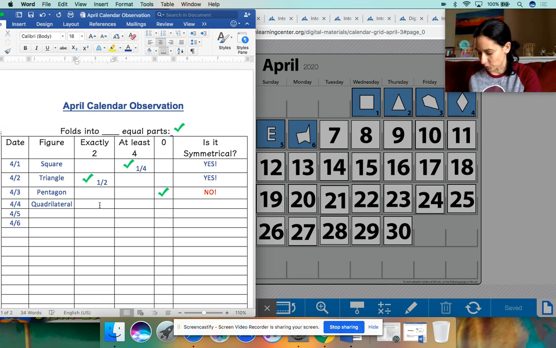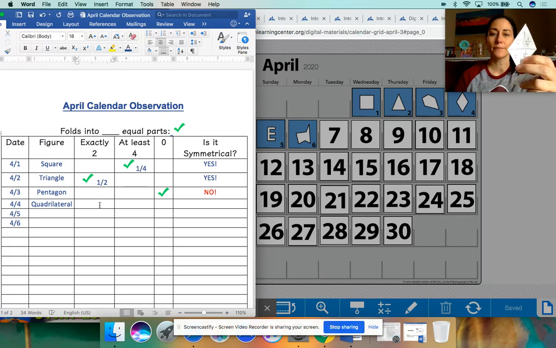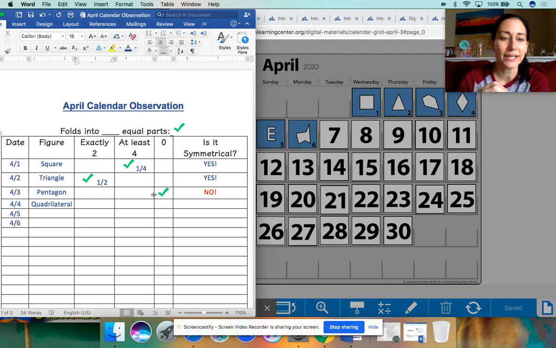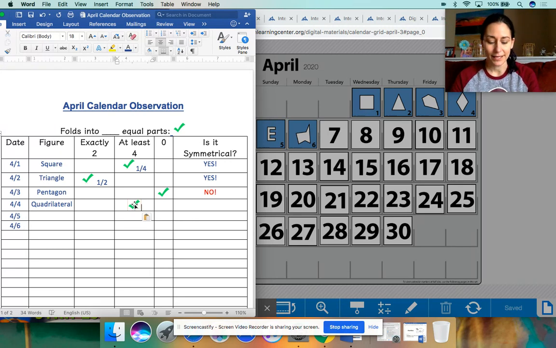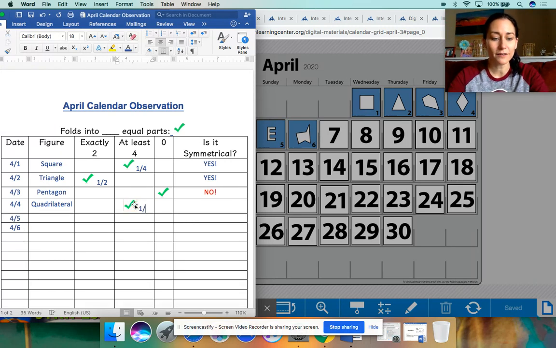Now when we folded this quadrilateral, we were actually able to break it apart into 4 equal parts, and we can check off here, should we do exactly 2, exactly 4, or at least 4, or 0? All right, if you think it can be folded into at least 4 equal parts, you are correct. I am going to copy this check mark and paste it here. And I'm also going to write 1/4 because it was cut into quarters, we can call them 1/4.